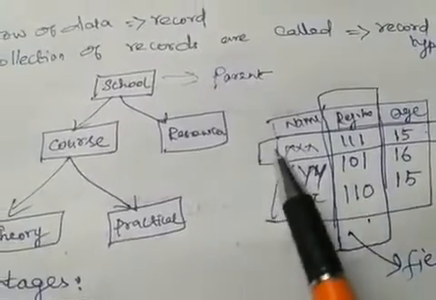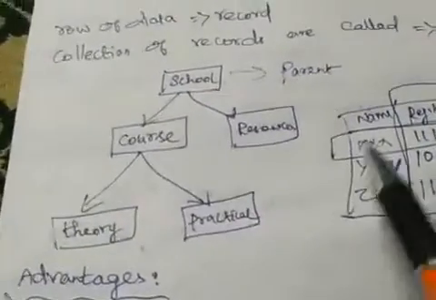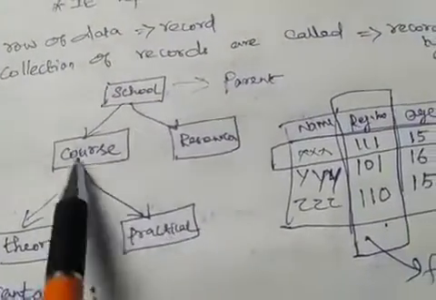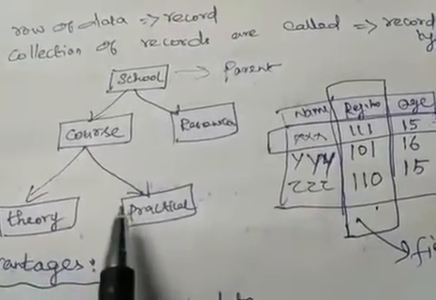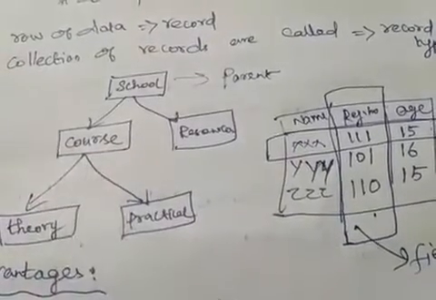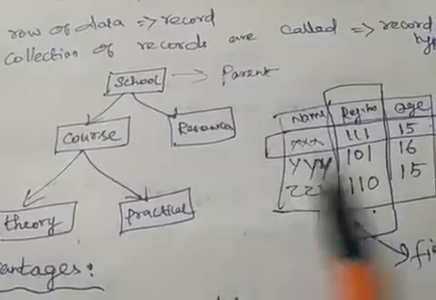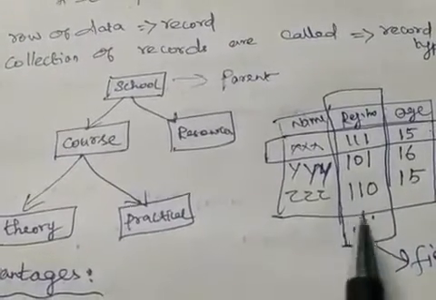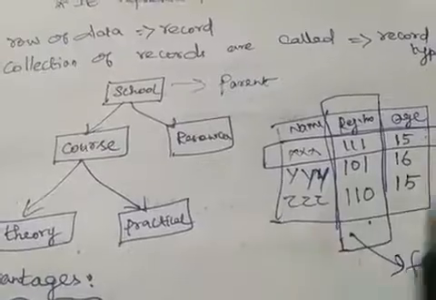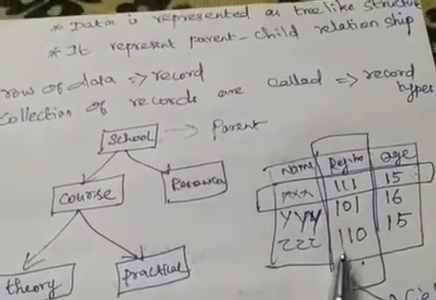In the child database, each record is related with the parent database. So the data is represented in the form of a parent-child relationship. In the hierarchical database model, the collection of records is together called record types.